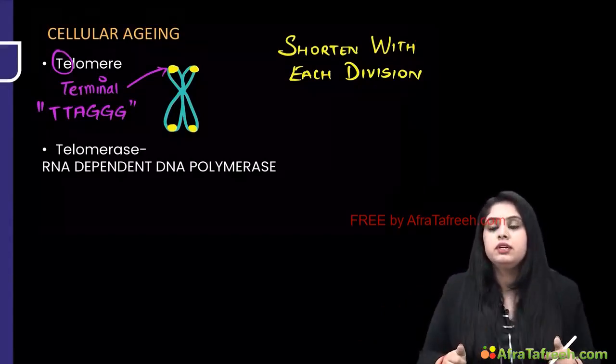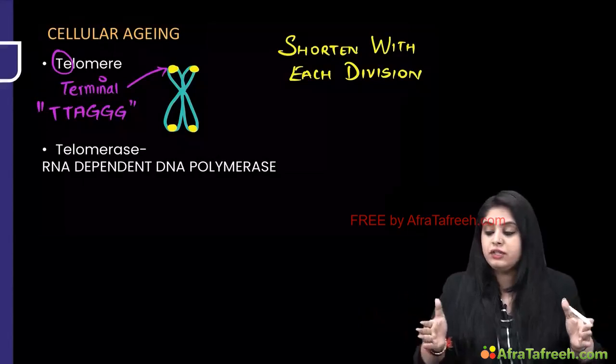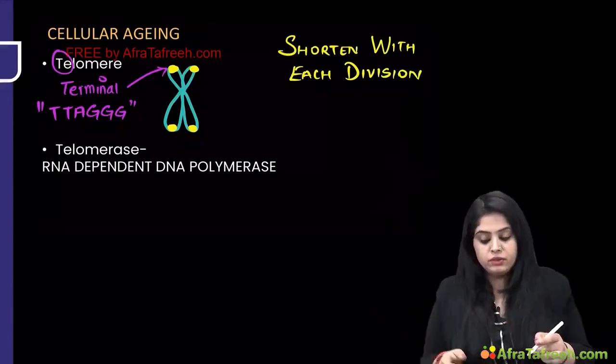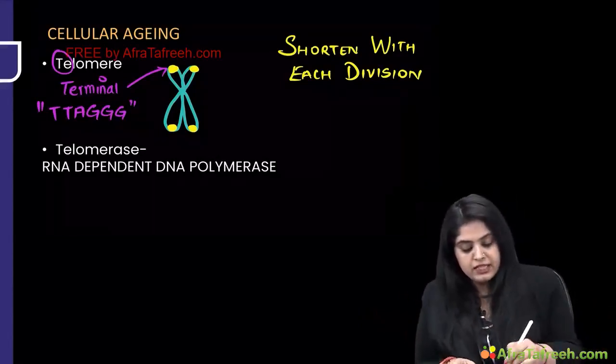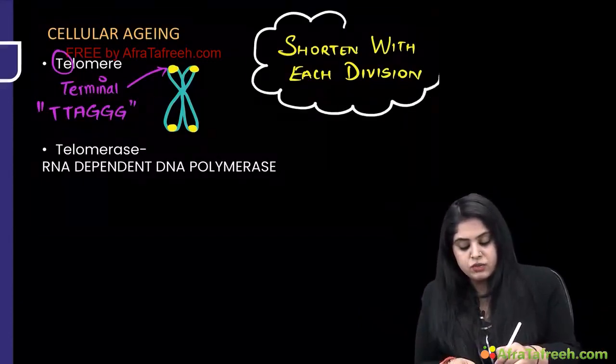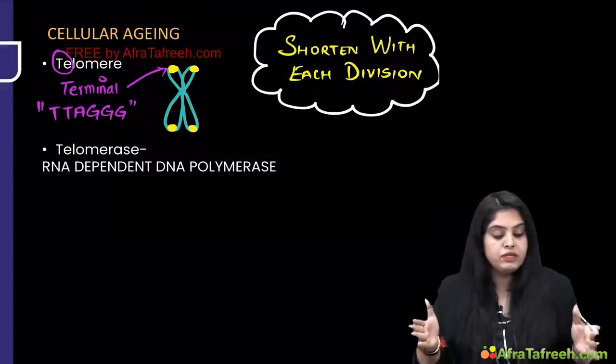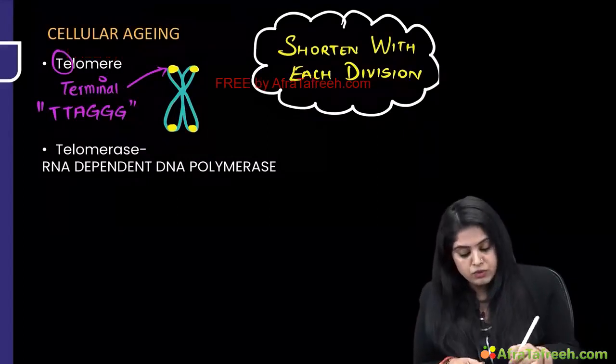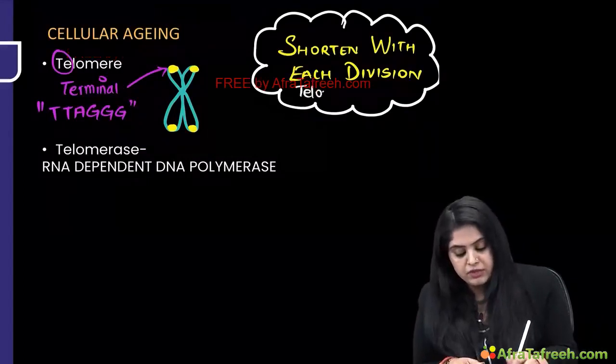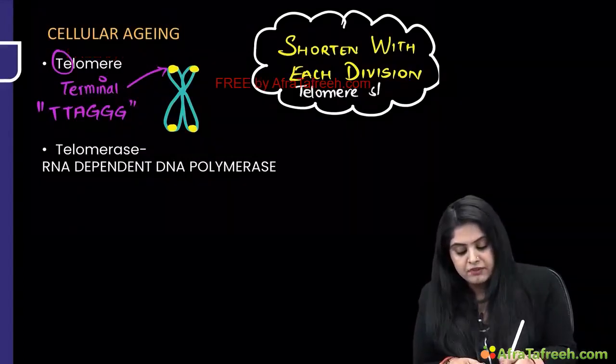That is how you're getting old. As you are aging, as your telomeres are shortening, you are becoming old and old and old. So remember that with each division of the cell, you are becoming old. Why? Because your telomeres are going to become shortened. There is going to be telomere shortening that will happen with each division.